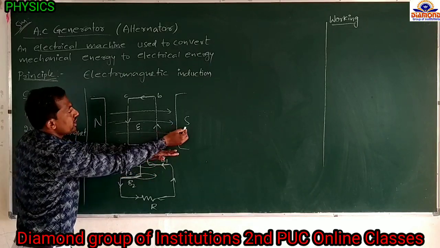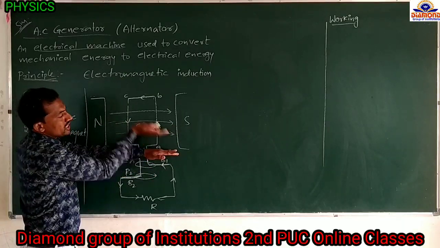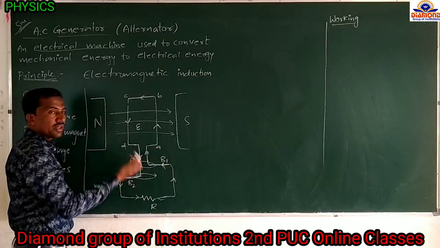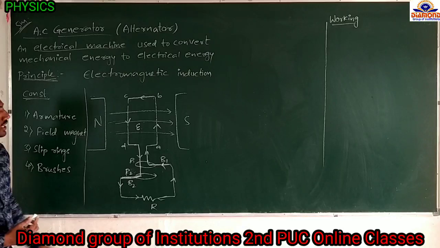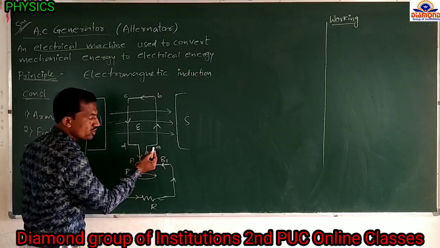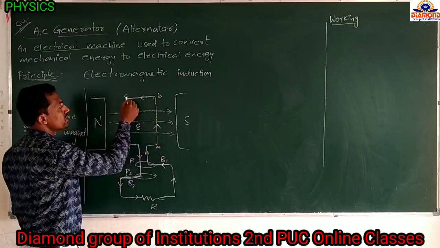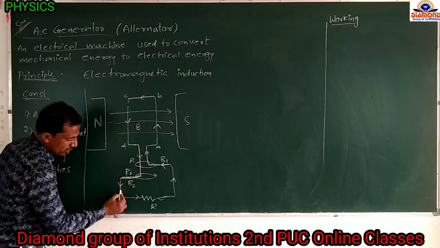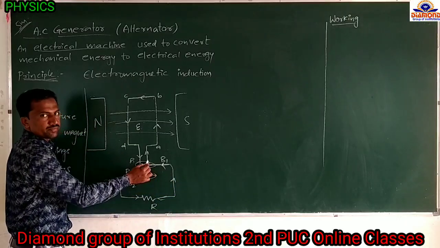Internal circuit means in between the poles. This one is the internal circuit and this one is the external circuit. According to Fleming's right hand rule, current is flowing in the internal circuit. What is the direction of current? A, B, C, D. And in the external circuit, its direction is from B2 to B1.